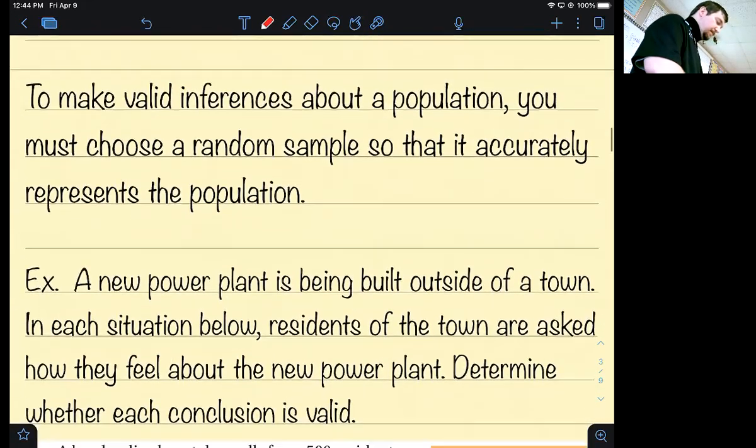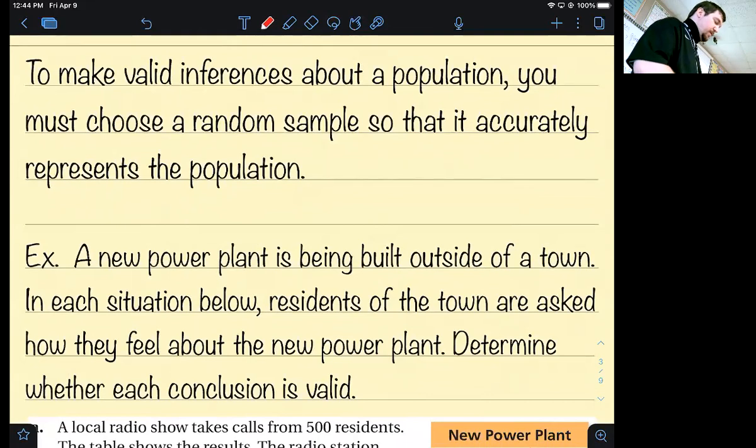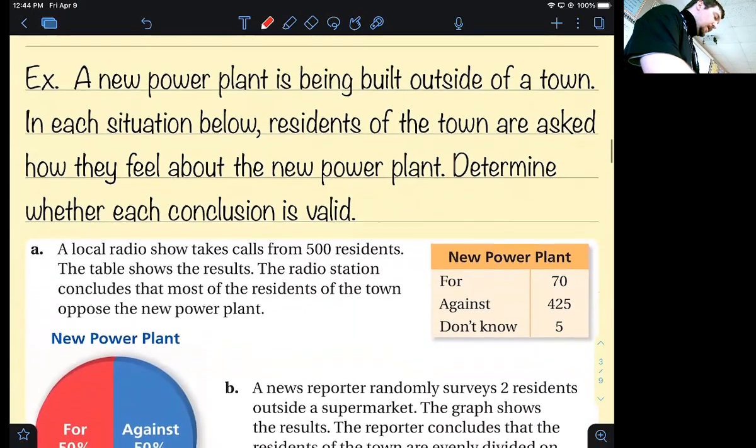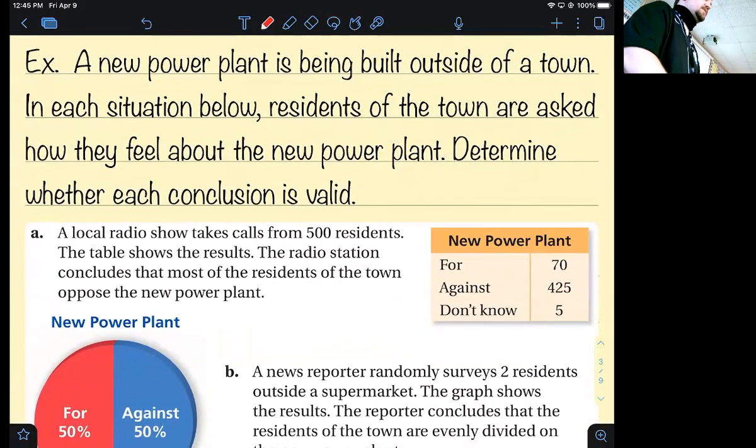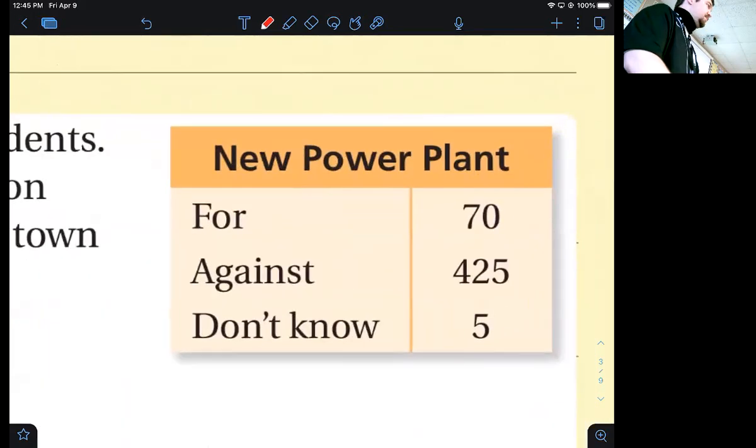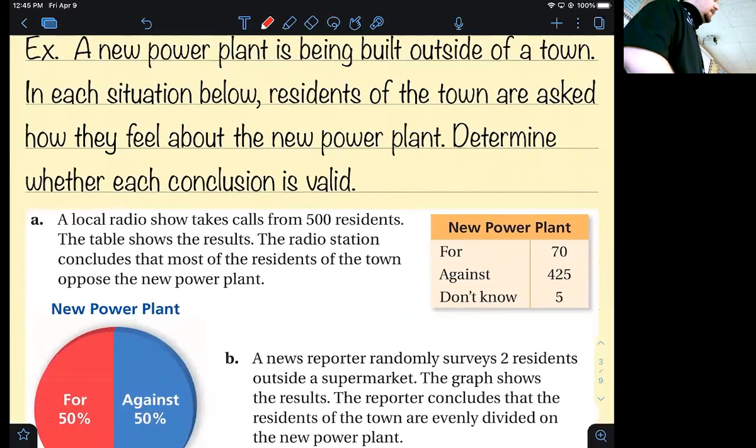Okay. All right, to make valid inferences about a population, you must choose a random sample. We like those. If it's a random sample, it's good, so that it accurately represents the population. So what we're going to do now is look at 3 different ways that a survey was conducted. I'm not really interested in the results of the survey because I can look at the results and they could be completely false. The only way that I know they're good results is if the survey was conducted randomly. So don't look at the numbers and say, well, I like these numbers. If the survey wasn't random, then it can't work.